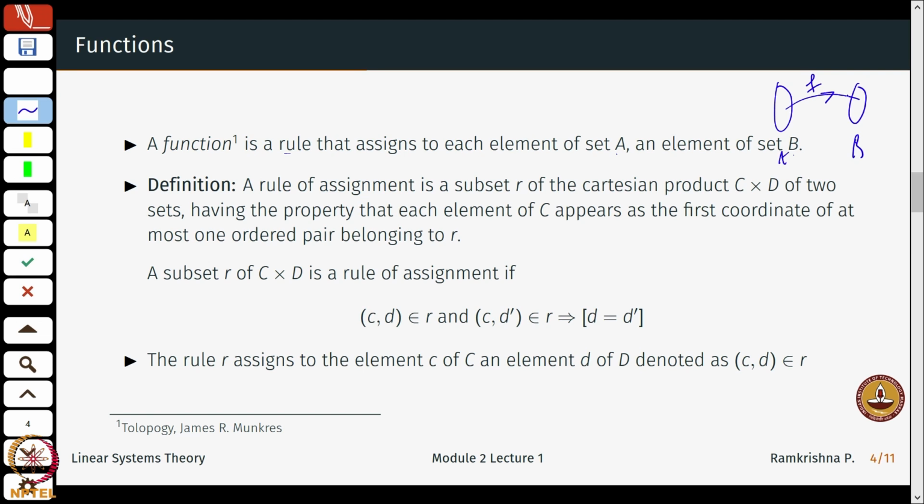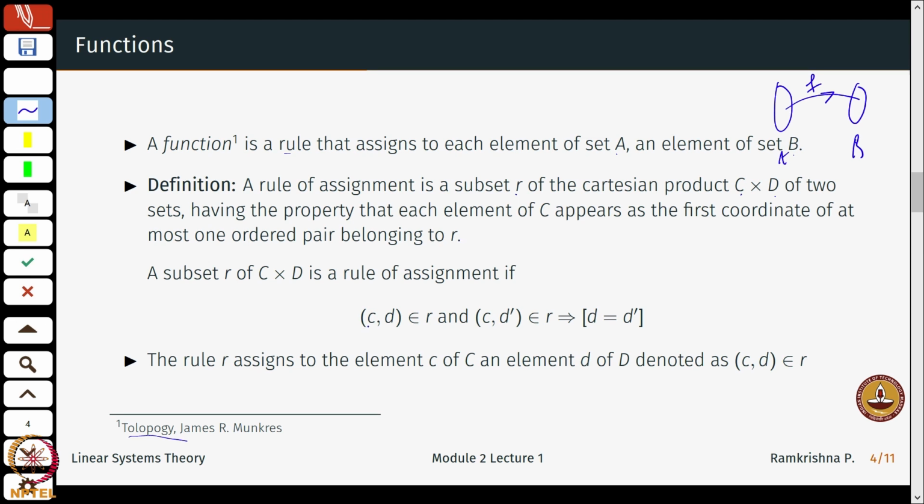Okay, so what's the formal definition, right? I just take these things from this famous book on topology by James Munkres. So by definition, a rule of assignment is a subset R, assuming we know the notion of subsets, of a Cartesian product C and D of two sets, having the property that each element of C appears as the first coordinate of at most one ordered pair belonging to R. Okay, we will just see what this mathematically means, so that the statements are a little easier to follow.